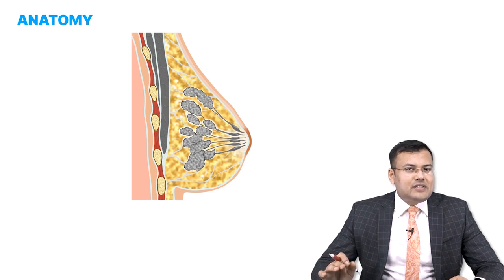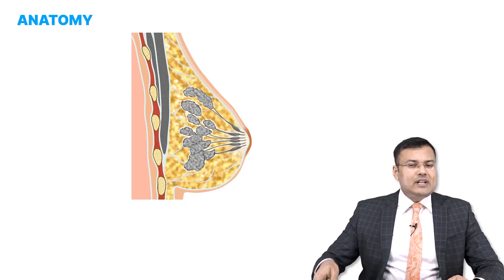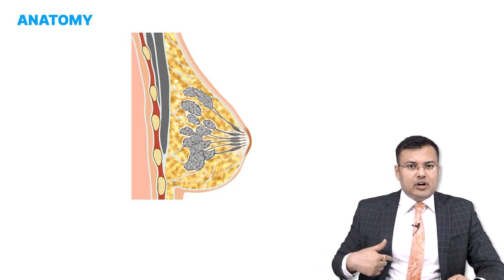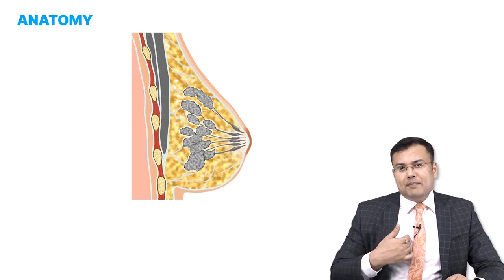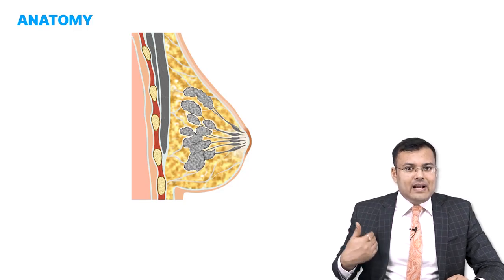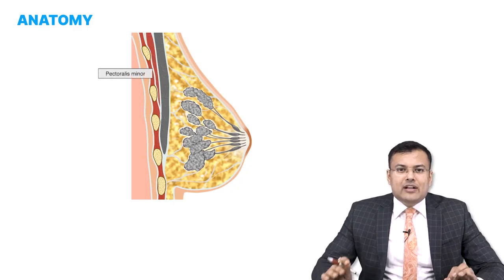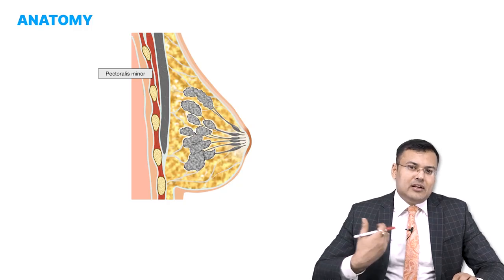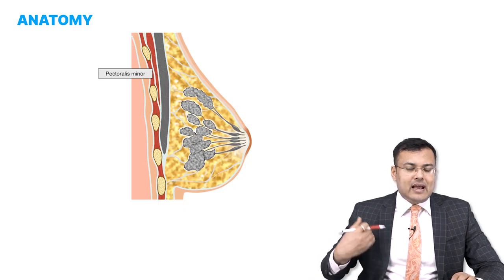You know that breast is a modified sweat gland. And what is the extent? If you see the top to bottom, it is from second to sixth rib. And from medial to lateral is the lateral border of sternum to the anterior axillary line. So top to bottom, which rib? Second to sixth rib. And from medial to lateral, border of sternum to the anterior axillary line.